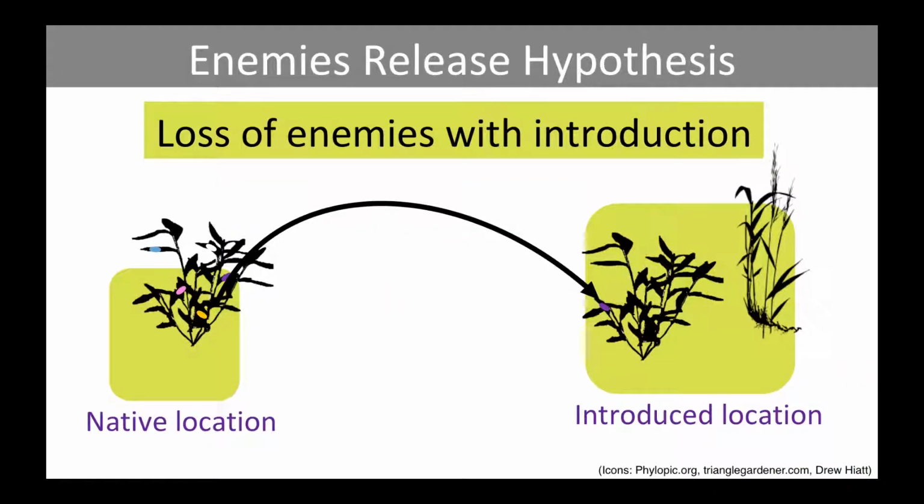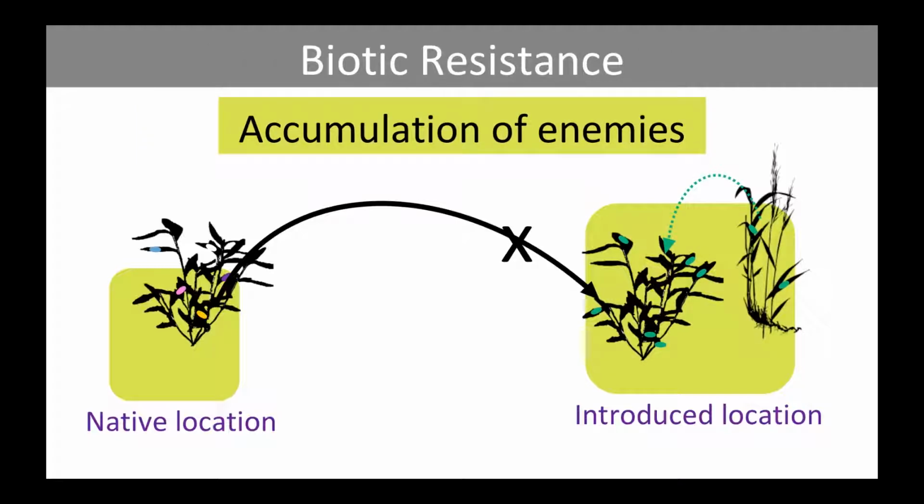A hypothesis about how plants can successfully invade is called the enemy release hypothesis, where one important component is that when a plant is introduced to a new location, it loses a lot of its enemies, and that gives it a competitive advantage. So that's one dynamic we can see for an invasive species. A second dynamic might be that it accumulates a lot of new enemies in its new range. And that can be called biotic resistance. It could potentially even limit its ability to establish.